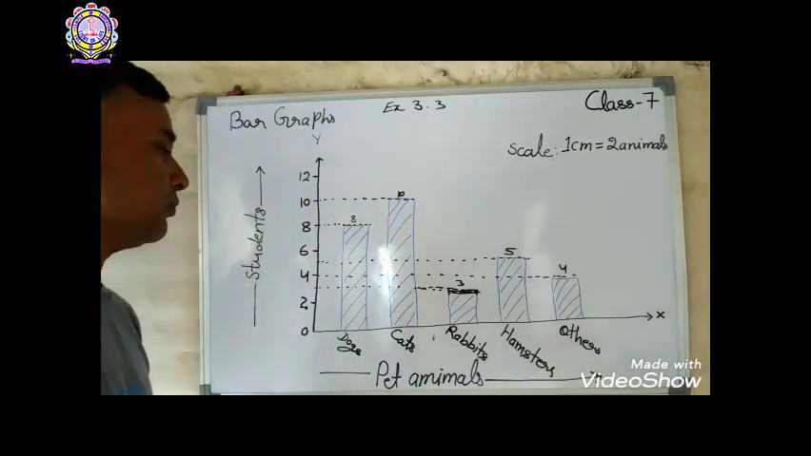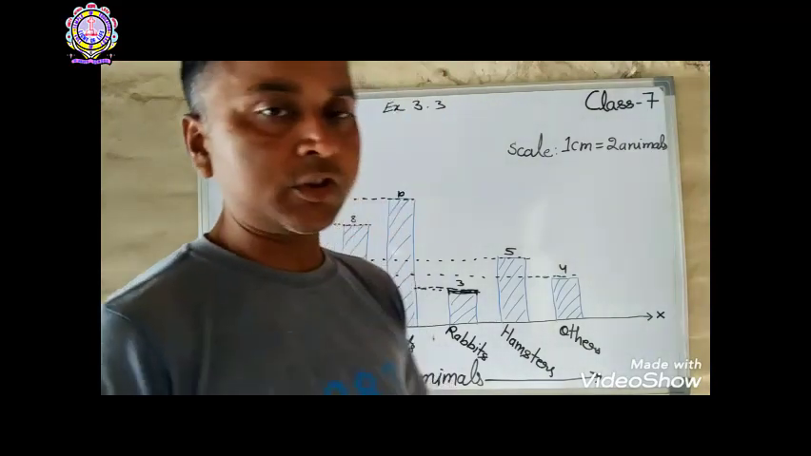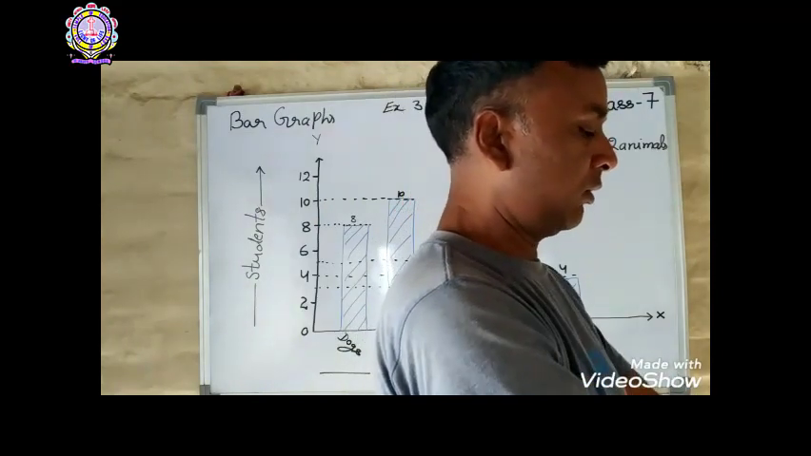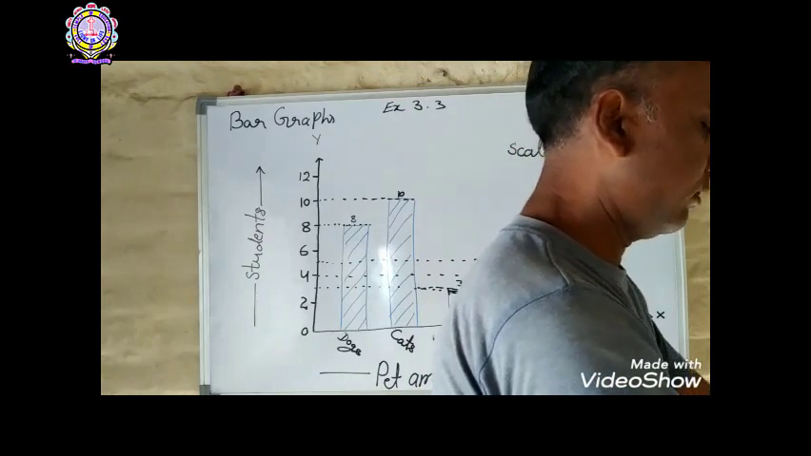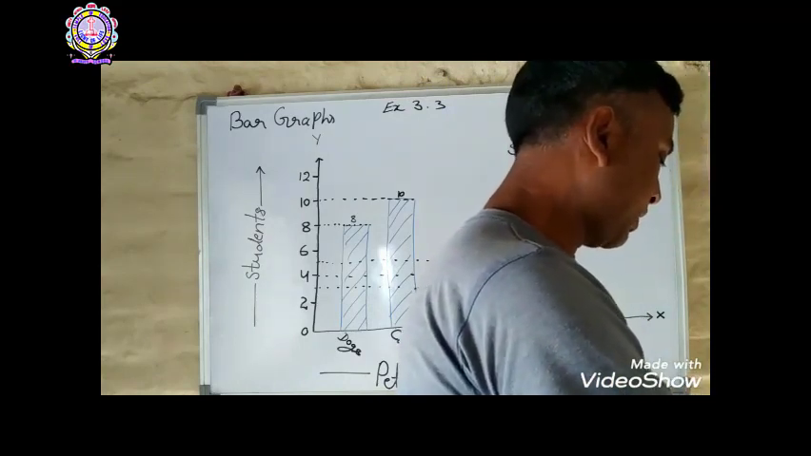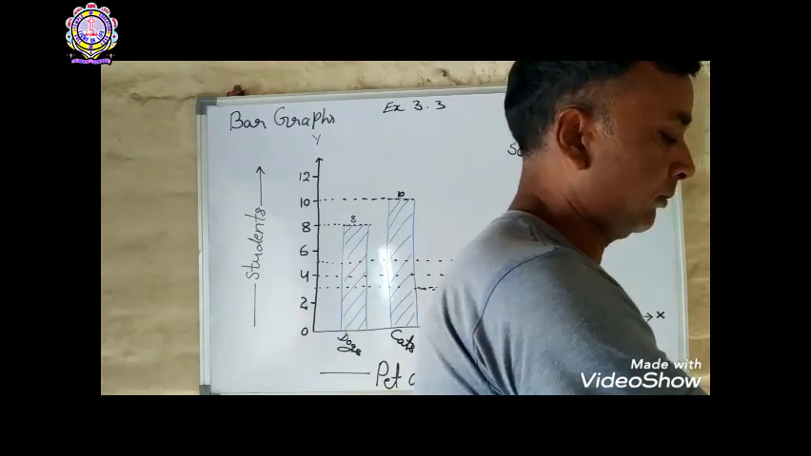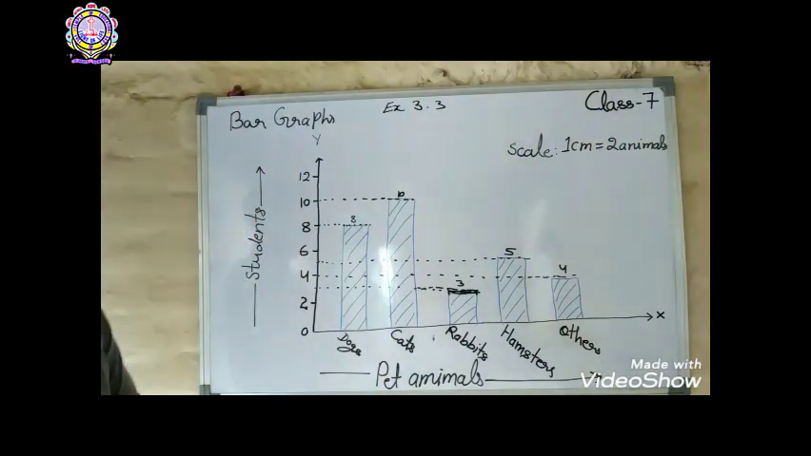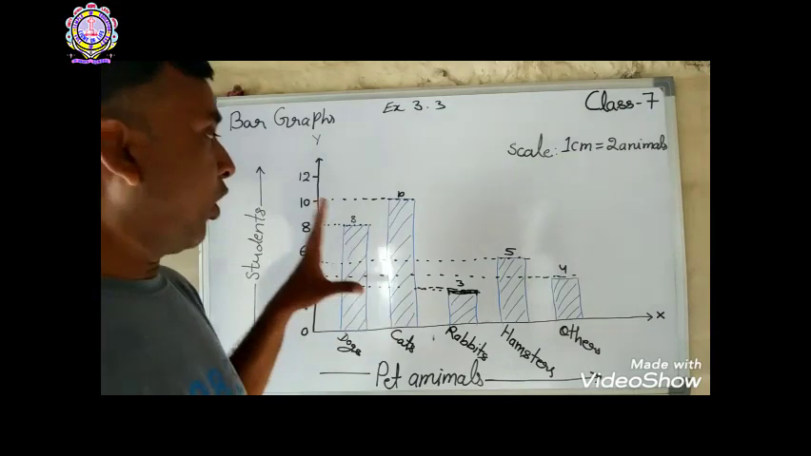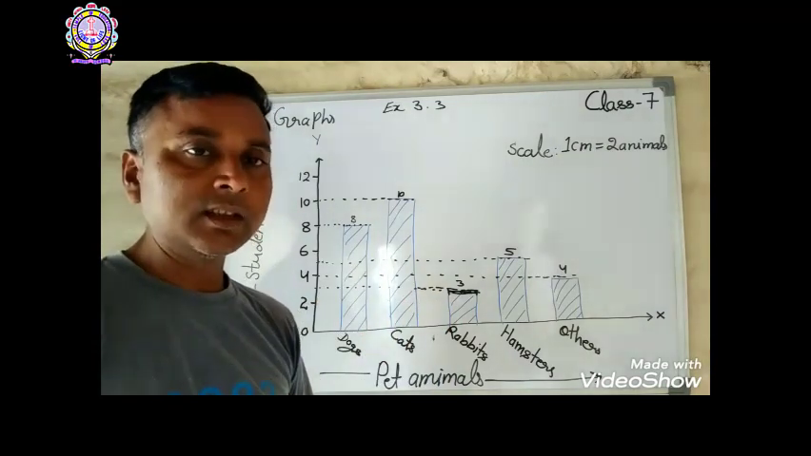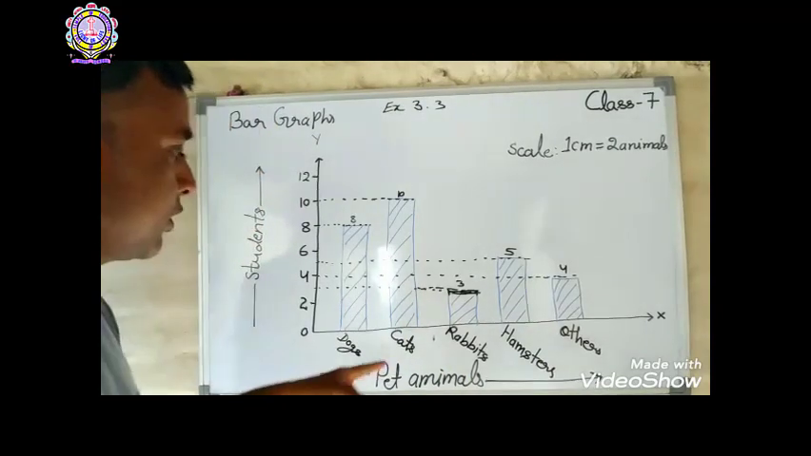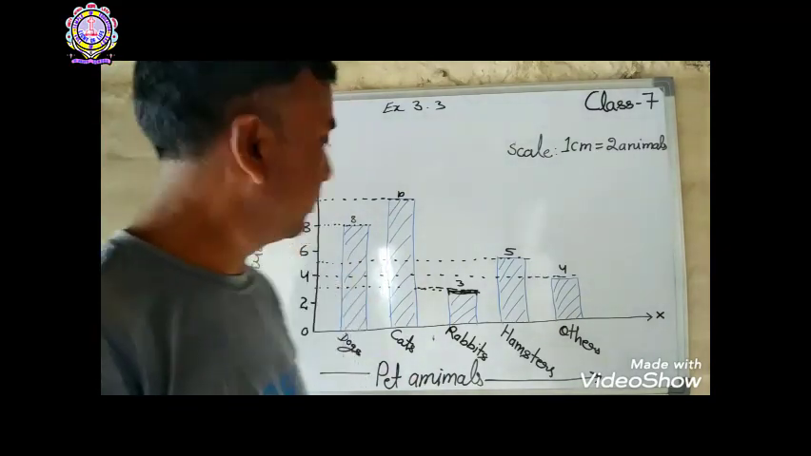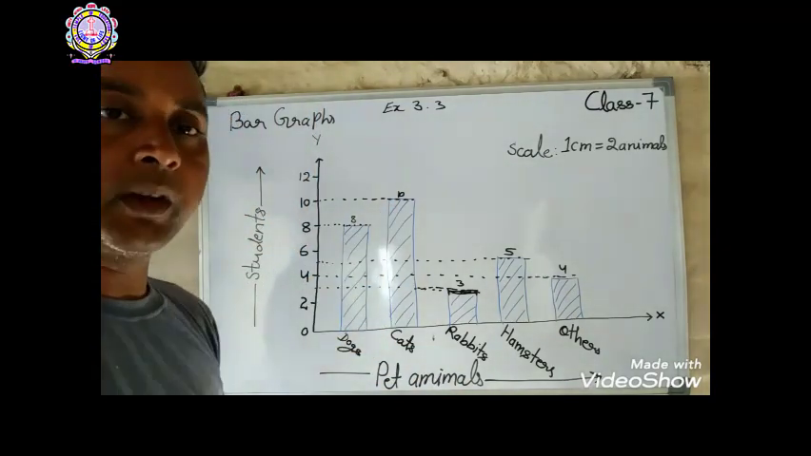And now observe the questions I ask, and you have to write the answers in your copy. Check it. Which is the most popular pet? As I ask the question, the longest bar shows the mode of the given data. So which is the longest bar? That is the longest bar. Which animal is the popular animal? The cat is the popular animal.